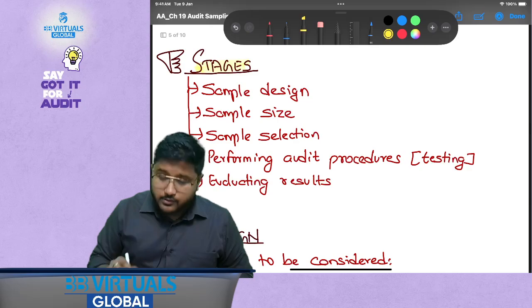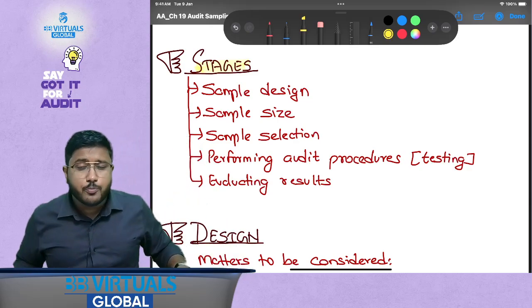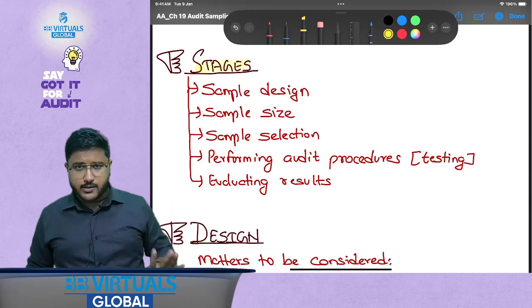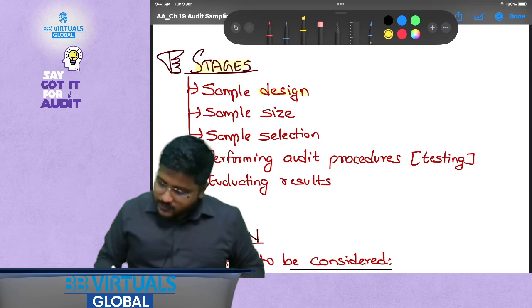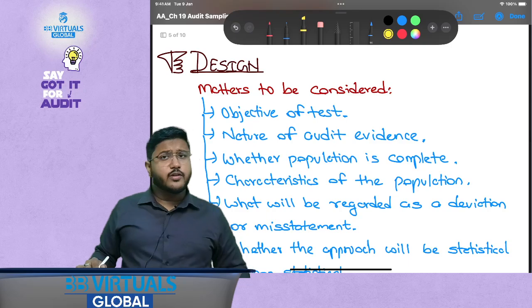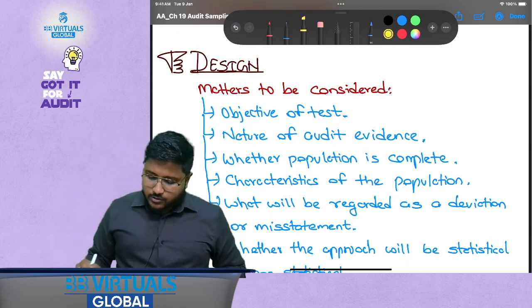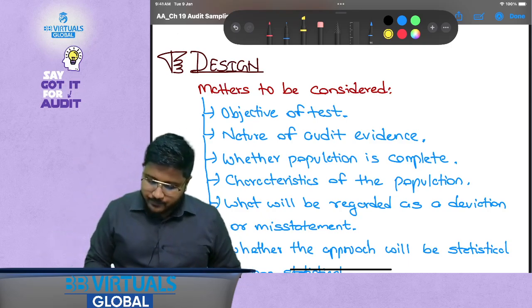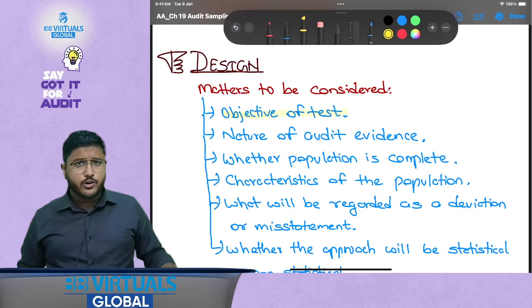Then stages. So there are 5 stages. This is one core part of this particular chapter which could be asked in the examination. So sample design is there, sample size is there, sample selection is there, performing audit procedures, which is called testing, and then evaluation of results. When I say design, there are certain matters that need to be considered. Number one is the objective of the test, what objective you are trying to achieve.